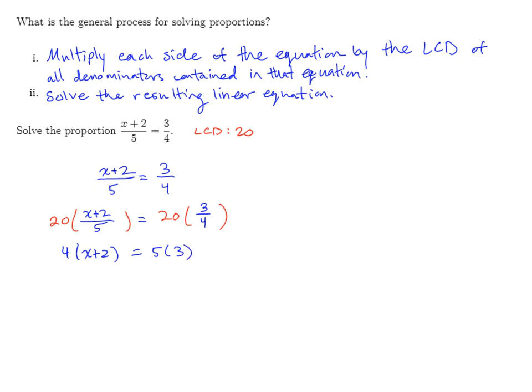And then from there, I can distribute this 4 across that quantity x plus 2. So I'll get 4x plus 8. And then that right side will simplify to 15. So I have 4x plus 8 equal to 15. From here, I'll want to subtract 8 from each side, which will give me 4x equal to 7. And then as a last step, I'll divide each side by 4. So 4x over 4 is going to equal 7 over 4. And that tells me then that x is equal to 7/4.